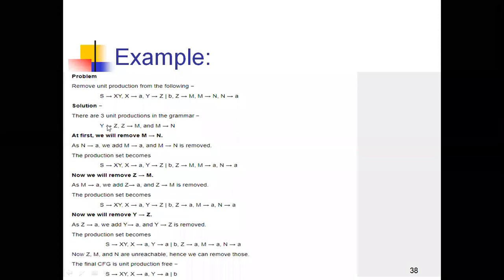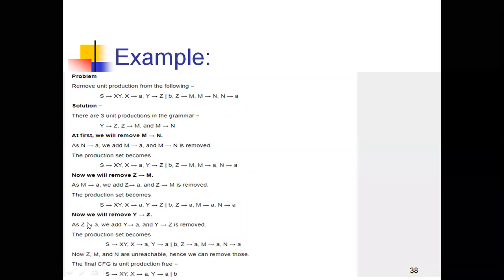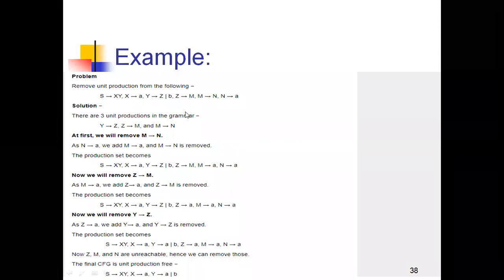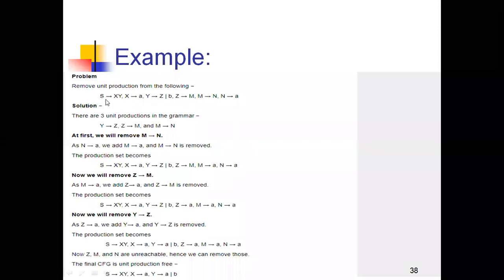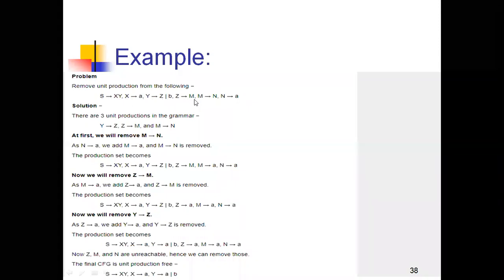Now, what is the third one? Now you need to remove Y tends to Z. For removing Y tends to Z, you need to know what Z is deriving. Z is deriving a, then you need to add that a to the Y, then remove Y tends to Z. Now the set of productions becomes S tends to XY, X tends to a, Y tends to a or b, Z tends to a, M tends to a, N tends to a.